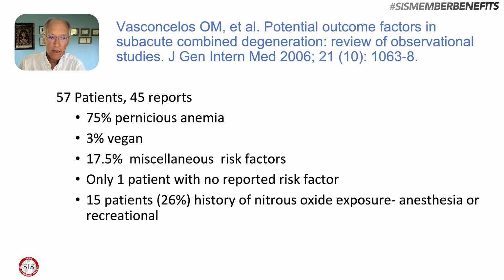If we look at a fairly large series here, again, this is not a real common phenomenon these days. This study by Vasconcelos looked at 57 patients in 45 different reports. This was a review of observational studies. 75% of these patients did indeed have pernicious anemia with a deficiency of intrinsic factor and an inability to absorb vitamin B12. About 3% of the patients were vegan.